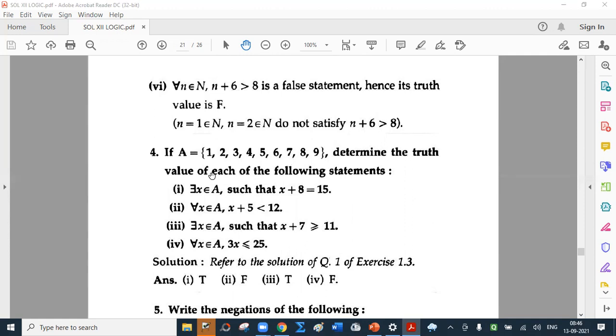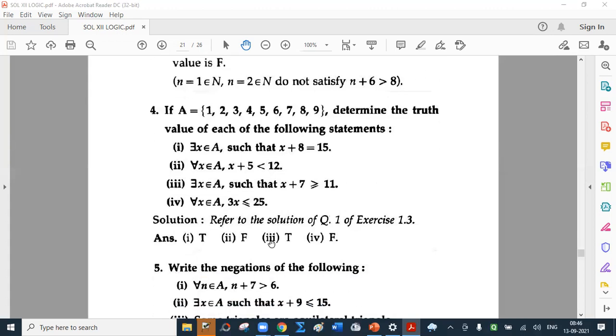Actually, I was thinking of giving these sums for homework, but let us discuss solutions of 4 and 5 in short. Set A is 1, 2, 3, 4, 5, 6, 7, 8, 9. Determine the truth value of each of the following statements. Now see whether you can do this on your own or not. Or you can try this after the lecture. These are the answers.